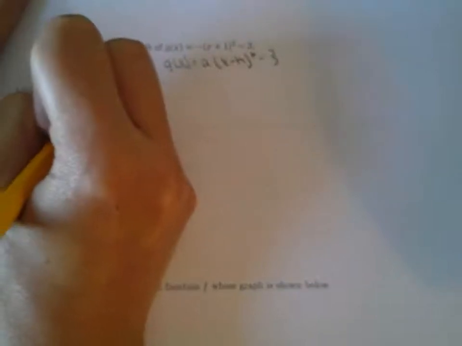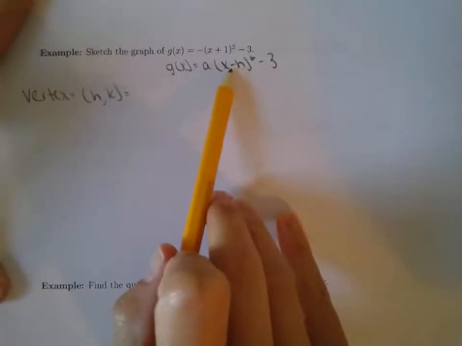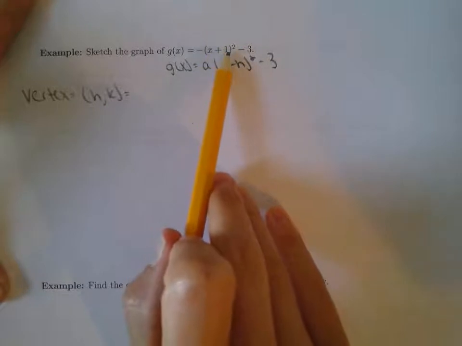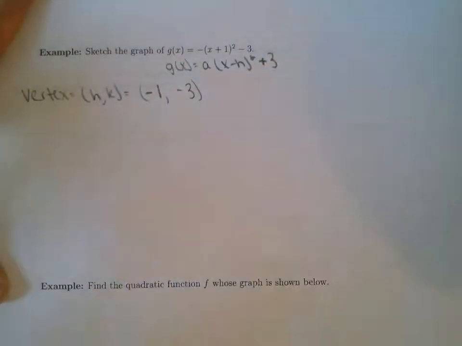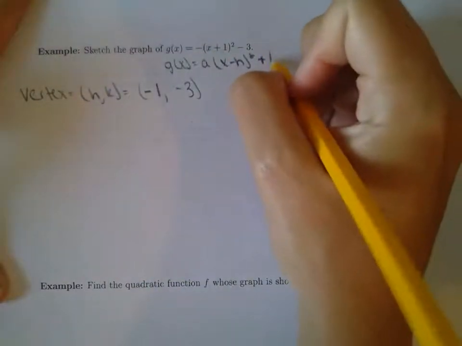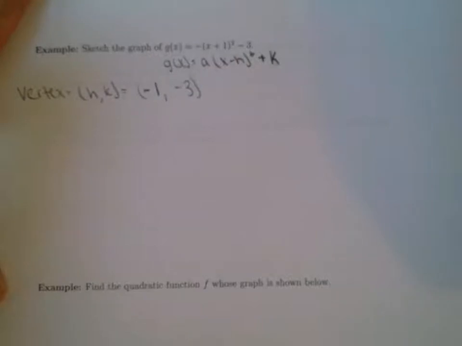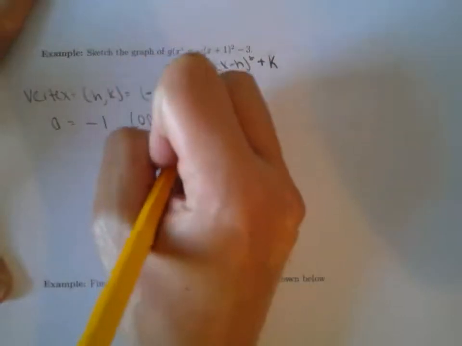Our vertex is h comma k. H here is minus 1. Notice that again, it's x minus h, and we have x plus 1. So to make that minus, we would need a minus 1. And then k is minus 3. So this, I'm sorry, this should be plus 3 here, plus k. Sorry, I messed that up completely. Okay, so that's the standard form. So k would be minus 3. And then a is the number out front, which you guys can see is minus 1. So this is going to open down.